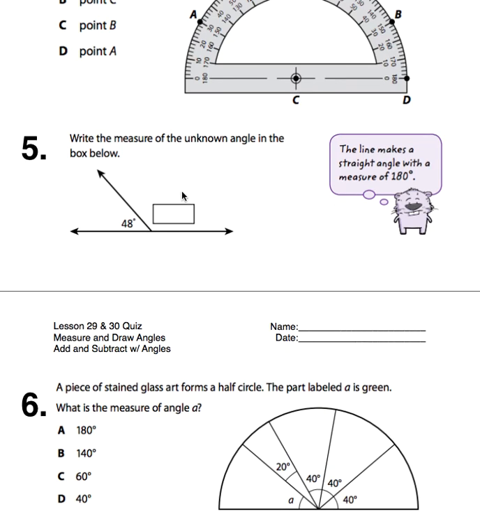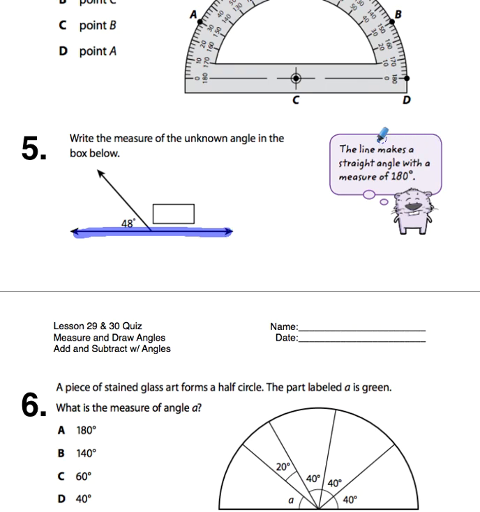Right, number 5. Number 5 deals with decomposing and composing. You've got to figure out which one you're doing. Are you decomposing or composing an angle here? You have an angle that is broken up into 2 smaller angles. It says write the measure of the unknown angle in the box below. Well, you've got one angle here. What type of angle is this? We've talked about this.